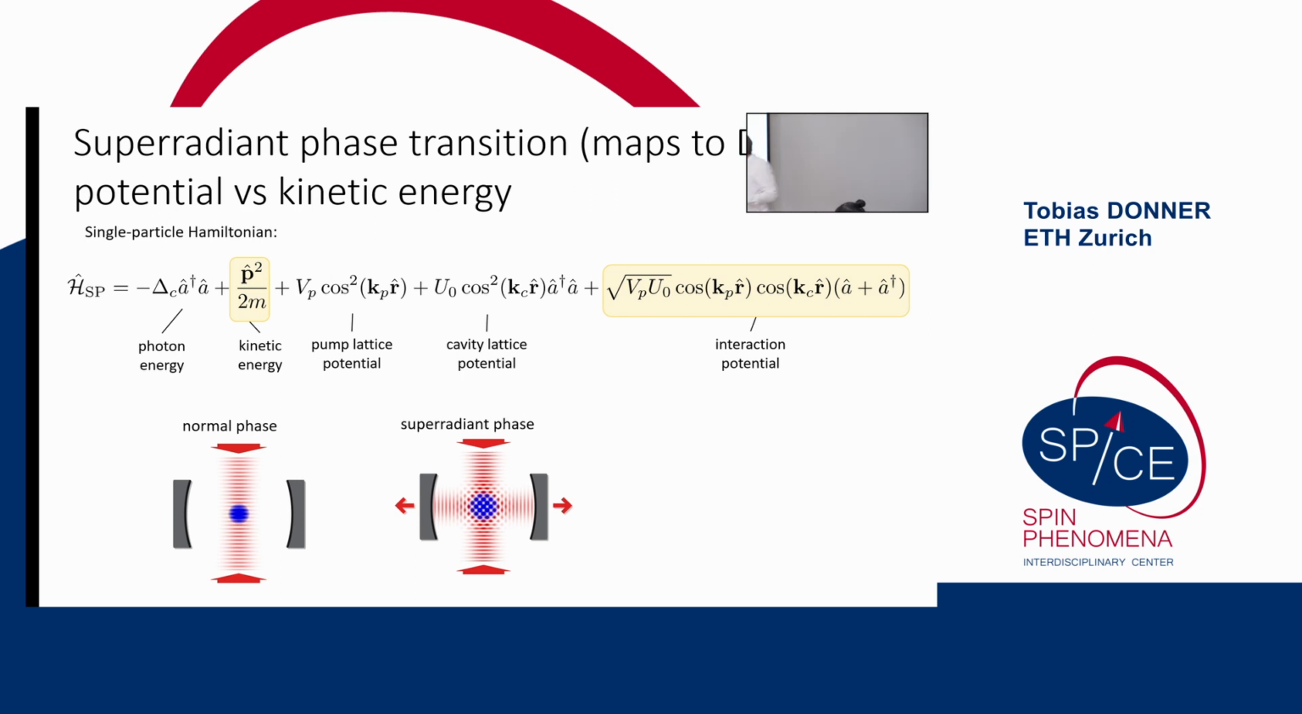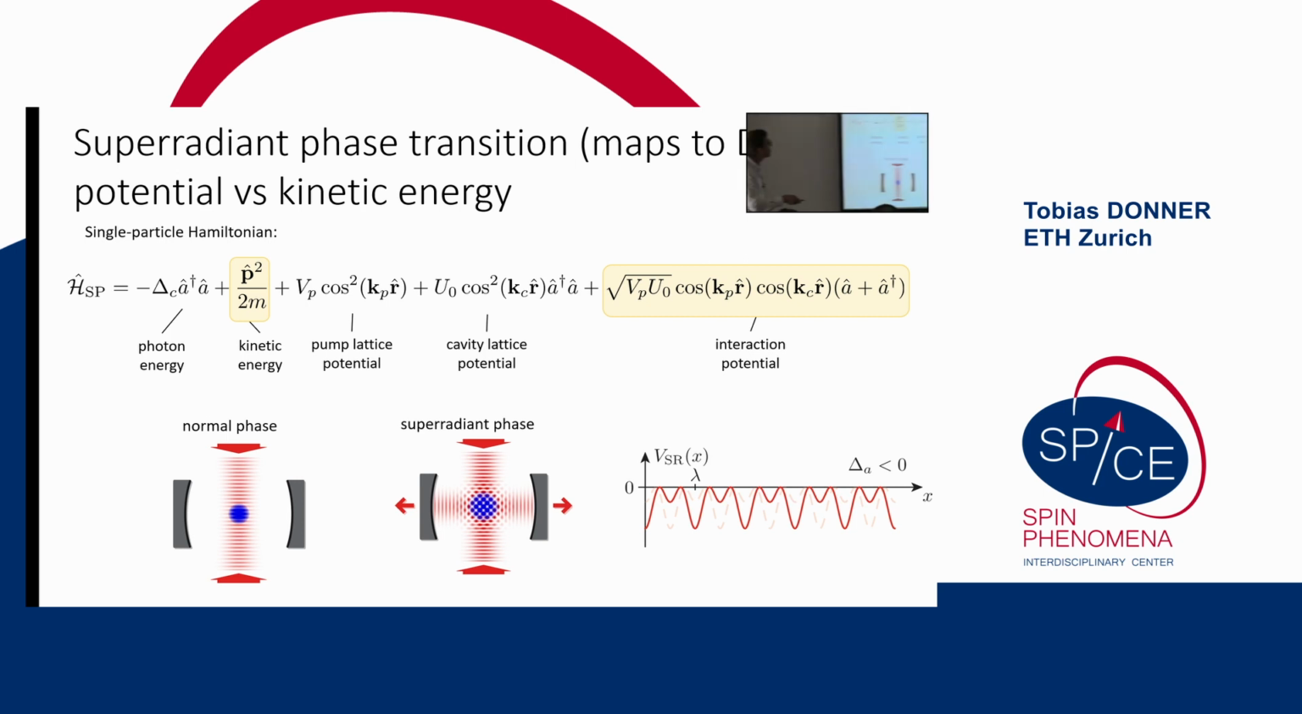If I take a cut along the pump direction here, then in the self-ordered phase, you will find this lambda periodic structure, which is the potential the atoms are ordering in, and this gives rise then to constructive interference of the light field.